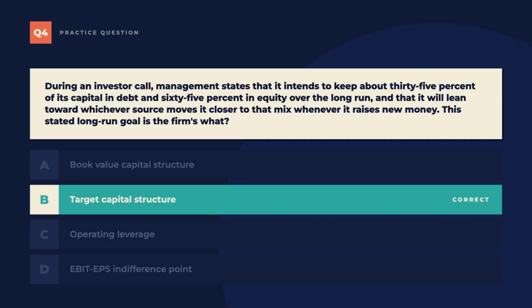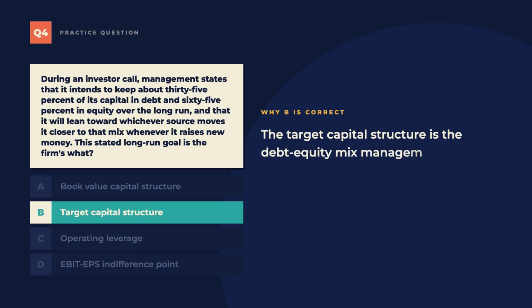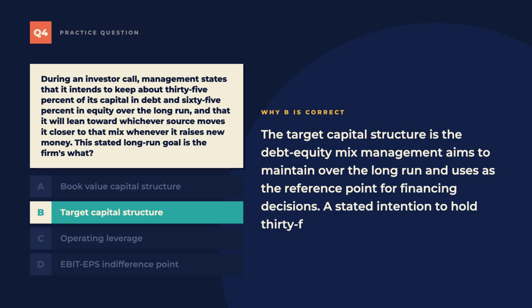The correct answer is B. Target capital structure. B is correct because the target capital structure is the debt-equity mix management aims to maintain over the long run and uses as the reference point for financing decisions. A stated intention to hold 35% debt and steer new financing toward it is exactly that.